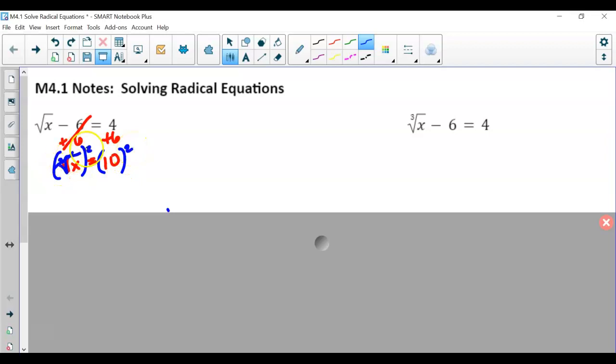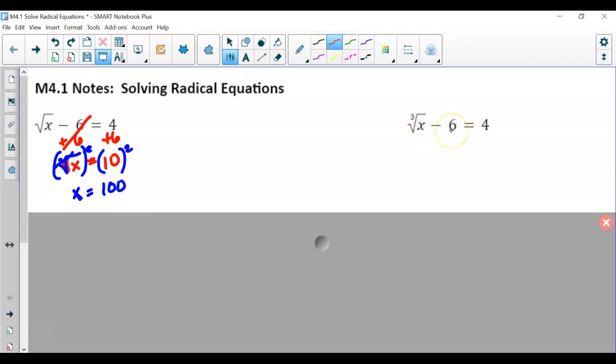Now we are left with x is equal to, since we're asking what number would give us a positive 10 here, that means we would only have positive 100. So keep that in mind when we start talking about raising to that second power, an even power.